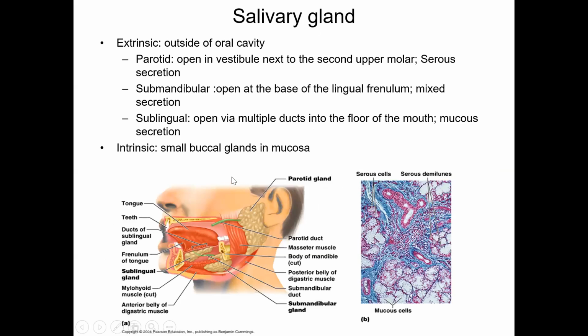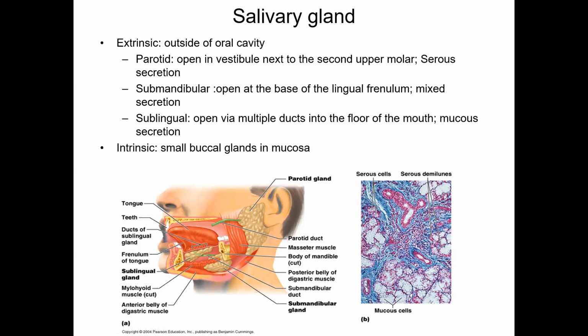In terms of salivary glands, there are three pairs: parotid gland, submandibular gland, and sublingual gland. The parotid gland is the biggest one on each side, and there's a major duct that carries the secretions into the mouth on the upper vestibular part.